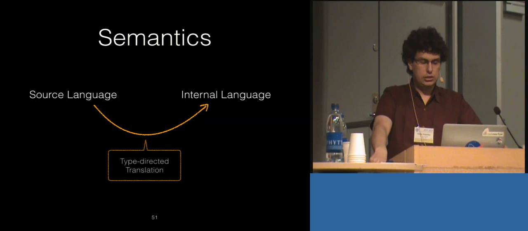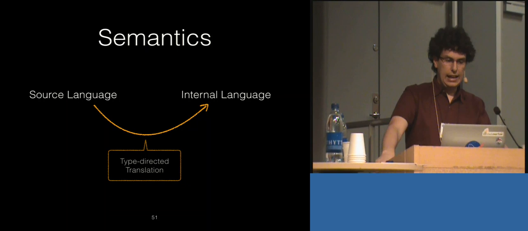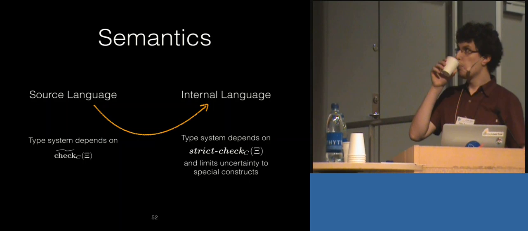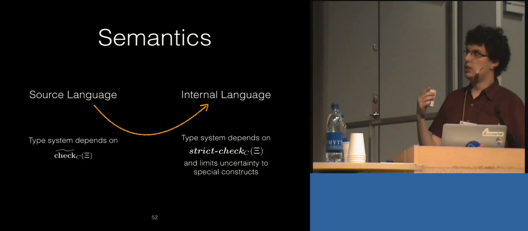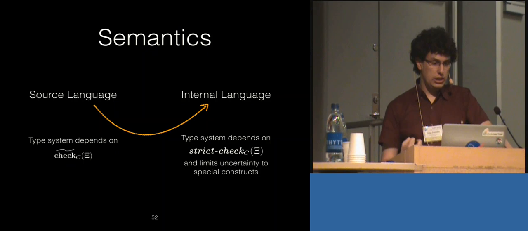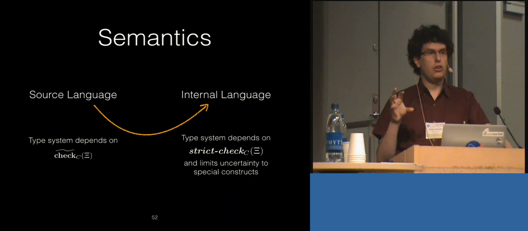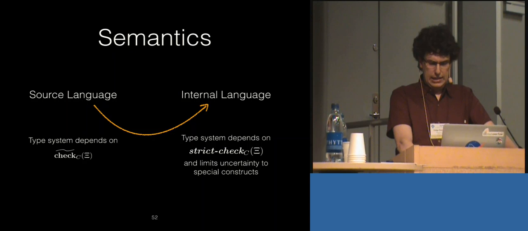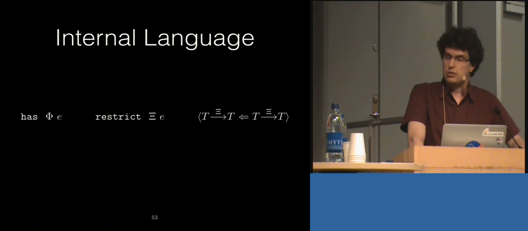And how does this work? Like in gradual typing, we have a source language and an internal language. We take programs in the source language and translate them with a type-directed translation. The idea behind these two separate languages is that the source language is more flexible, meaning that it uses the consistent check predicates, and the internal language is more restrictive, meaning that it depends on strict check, and that means that the translation requires inserting all the required runtime checks that will enforce that no effect invariants are not valid.